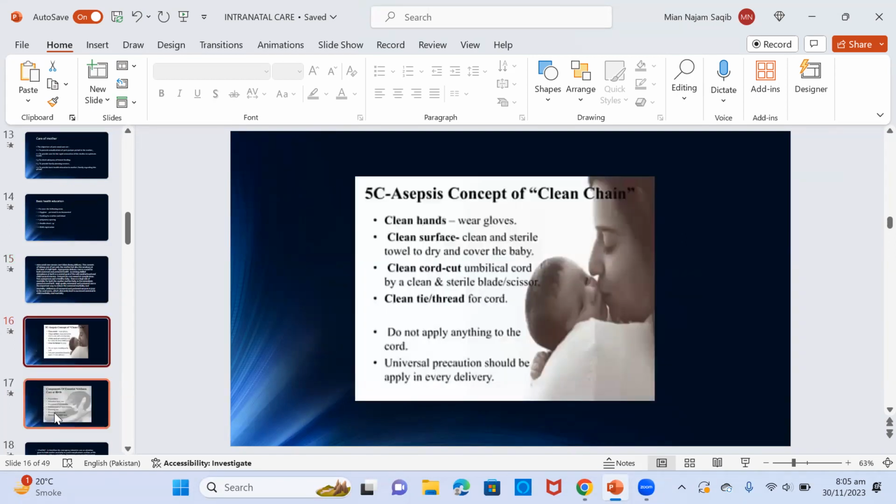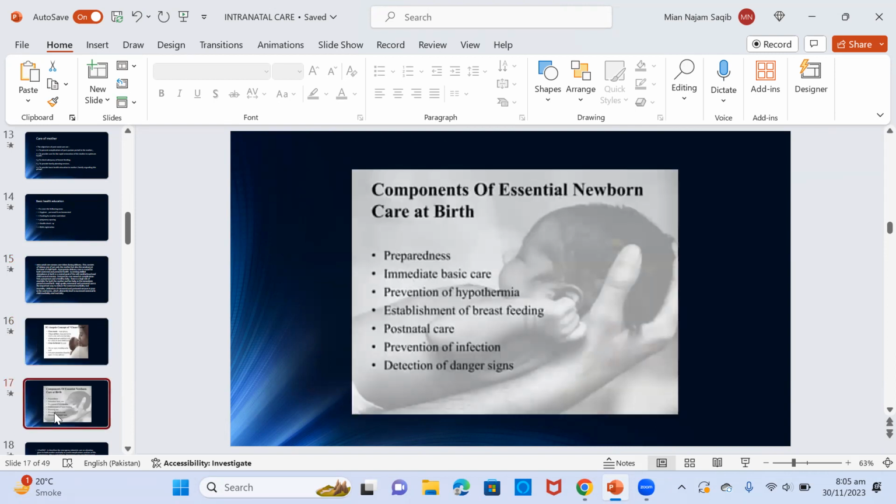The 5 Cs: this is asepsis, the concept of a clean chain, which includes clean hands, wearing gloves, a clean surface, a clean and sterile towel to dry and cover the baby, a clean cord cut of the umbilical cord by a clean and sterile blade or scissors, and a clean tie or thread for the cord. Do not apply anything to the cord, and universal precautions should apply in every delivery.